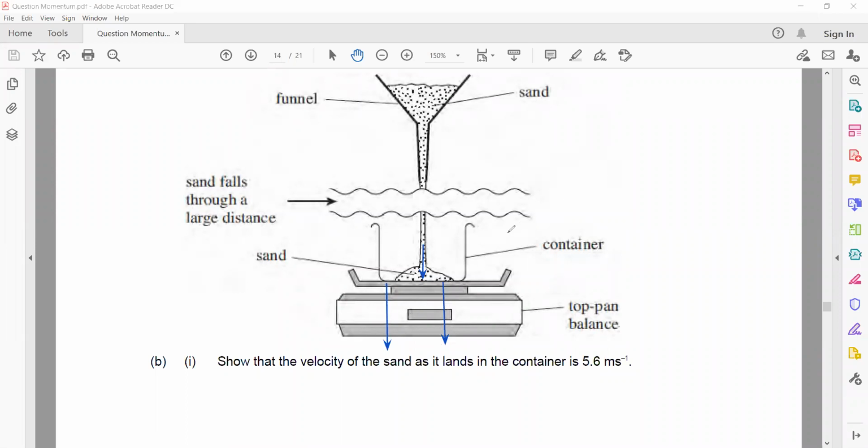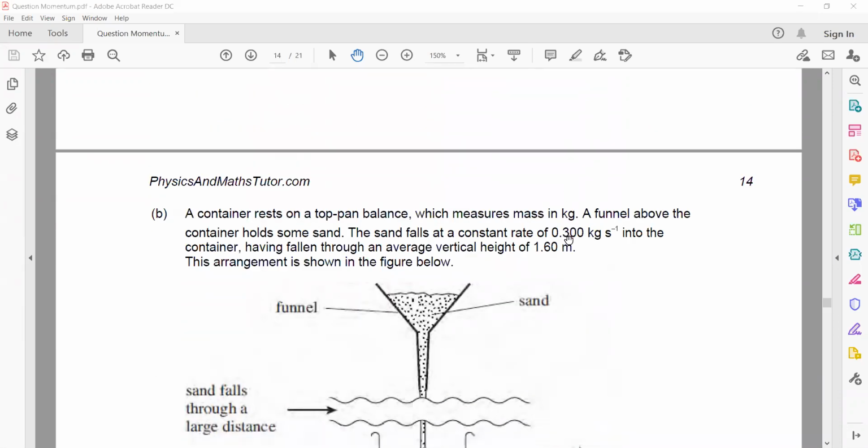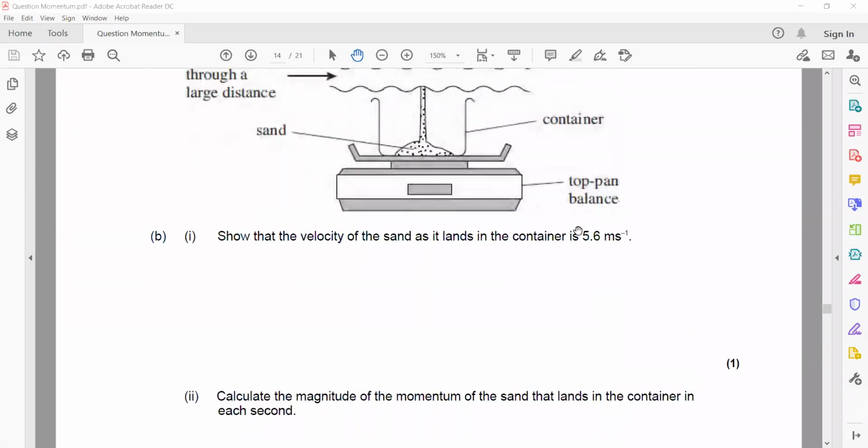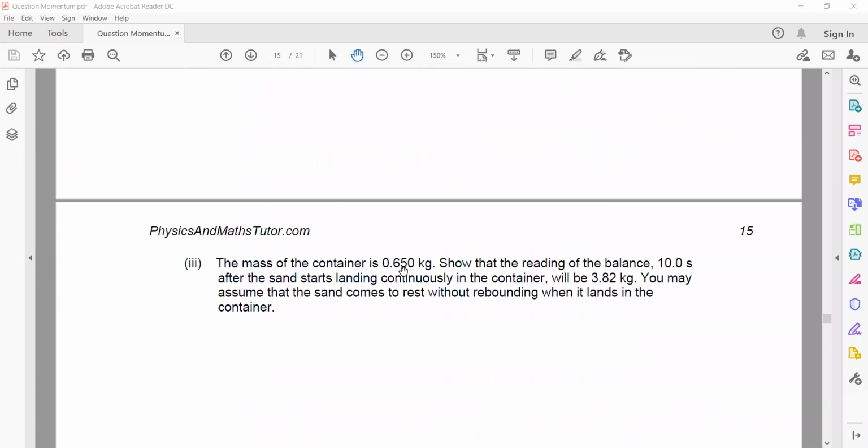You already know the original mass, and you know the rate of flow, like how much mass can flow per second: 0.3. So multiply by 10 seconds, you will get 3. And originally the mass was 0.65. So 3 plus 0.65 will be 3.65. But there is another force, and that force is due to the change in the momentum.